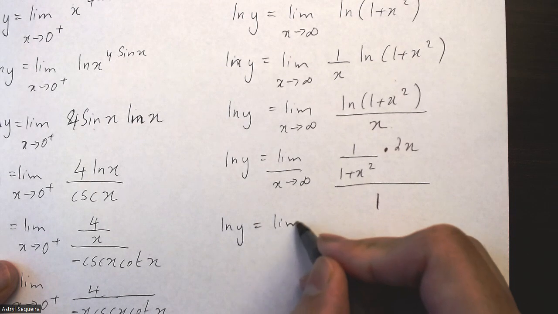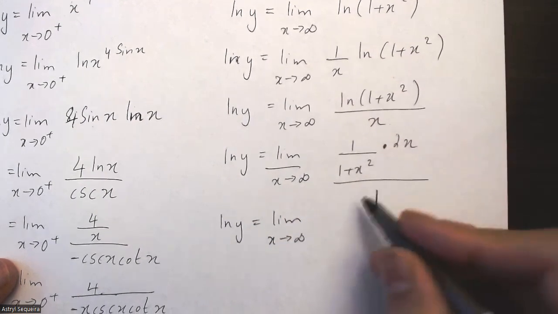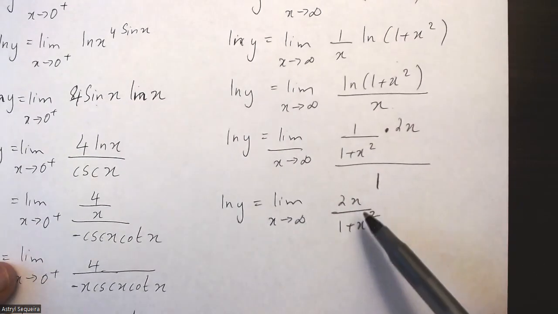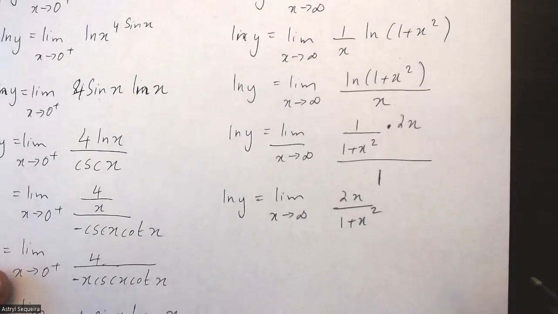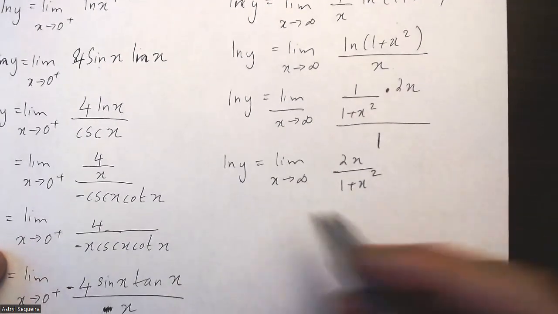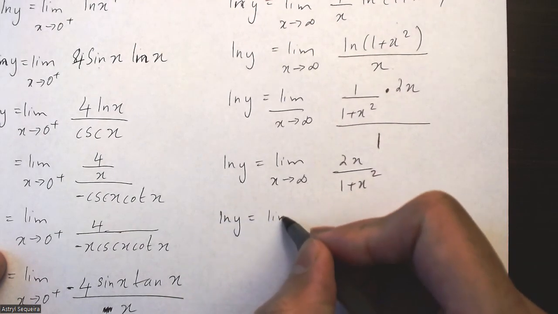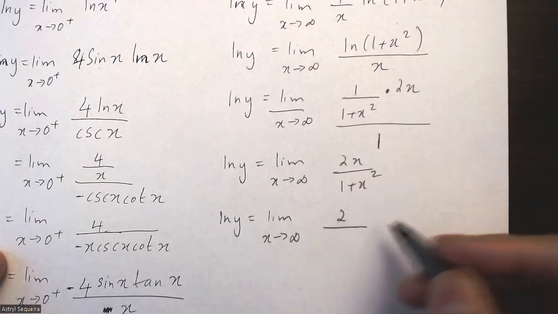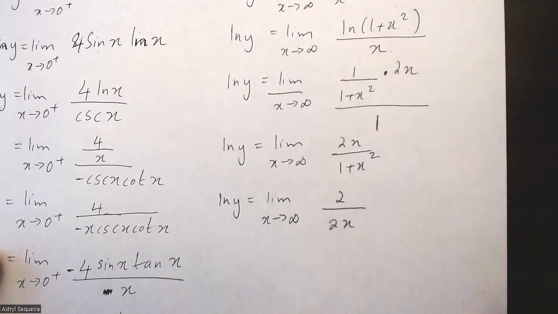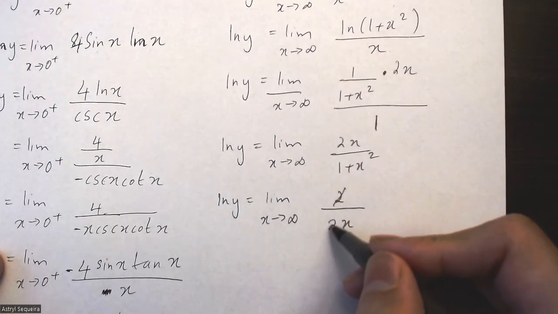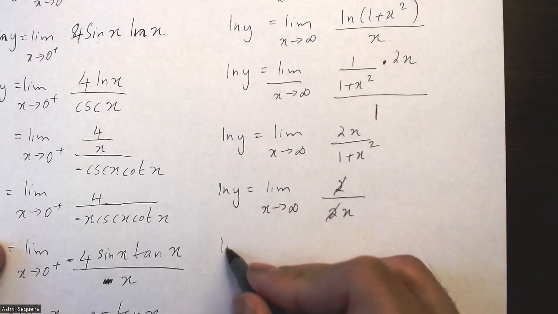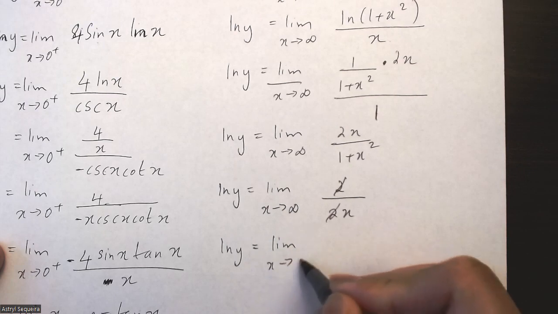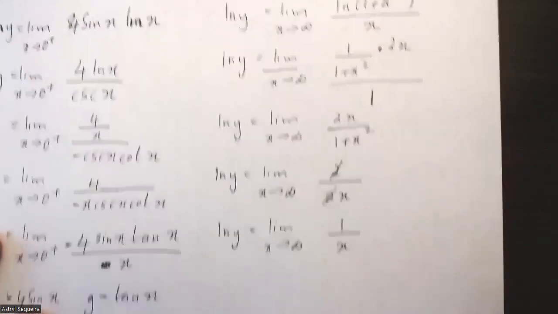So I'll just rewrite this as lim x approaches infinity 2x over 1 plus x squared. Sub an infinity into this again, I'll get infinity divided by infinity again, which is L'Hopital's rule again. So I'm going to derive this one more time. If I derive the top, the derivation of 2x is just 2. Derive the bottom, the derivation is just 2x. 2 and 2 cancel. So this is just ln y equals lim x approaches infinity 1 over x.